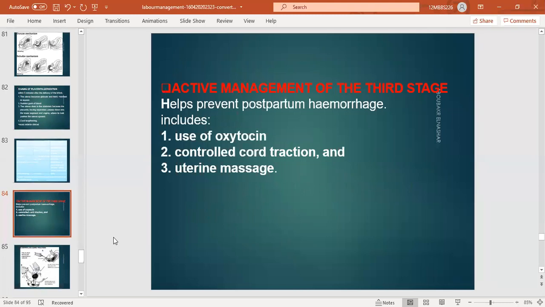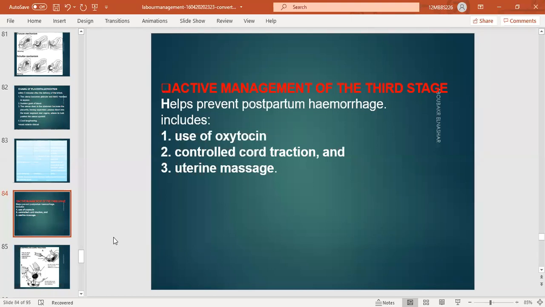Nowadays it is recommended that the third stage should be managed actively. Why do we do this? Because it helps prevent postpartum hemorrhage. It includes the use of oxytocin: as soon as the fetal head or the shoulder is delivered, you give 10 international units of oxytocin intramuscularly, and then do controlled cord traction, not immediately pulling the cord, and uterine massage.